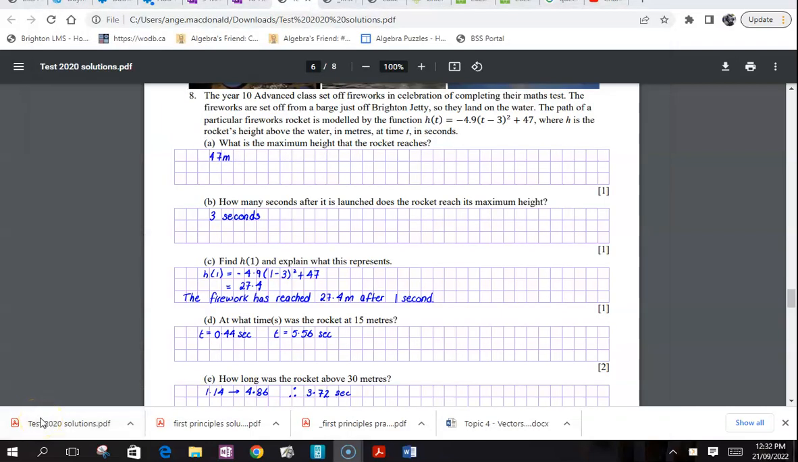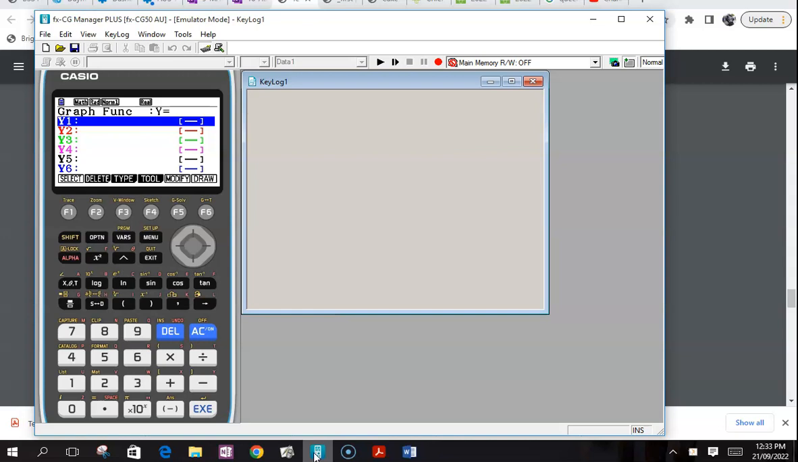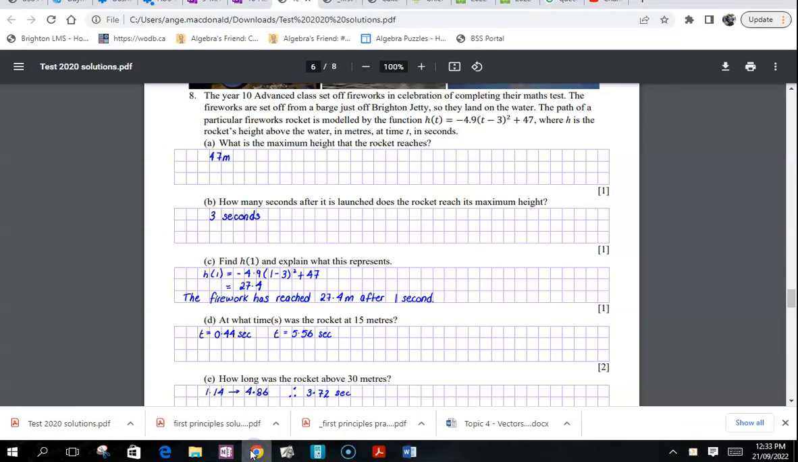Okay, so we had a request to just go through this, just because people weren't that comfortable with their calculators. So grab your calculators and let's type in this equation. Remember, the calculator doesn't know if you're dealing with t's, x's, y's, whatever. It's got h of t, but we just go, oh yeah, that means y.